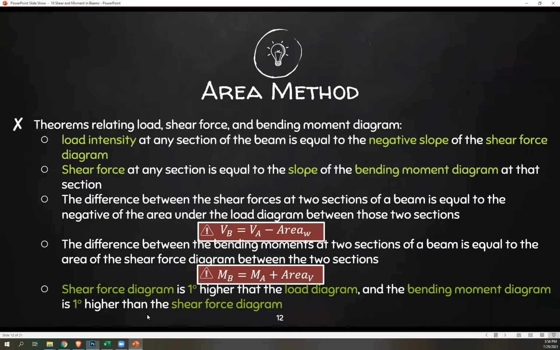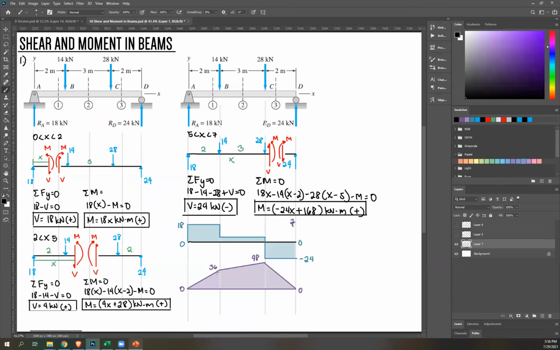Okay, next. Shear force at any section is equal to the slope of the bending moment diagram at that section. Let's check. Bending moment diagram, to get the slope, that's rise over run. So rise is 36, run is 2, 36 over 2, that's 18. And that is the value of your shear force.